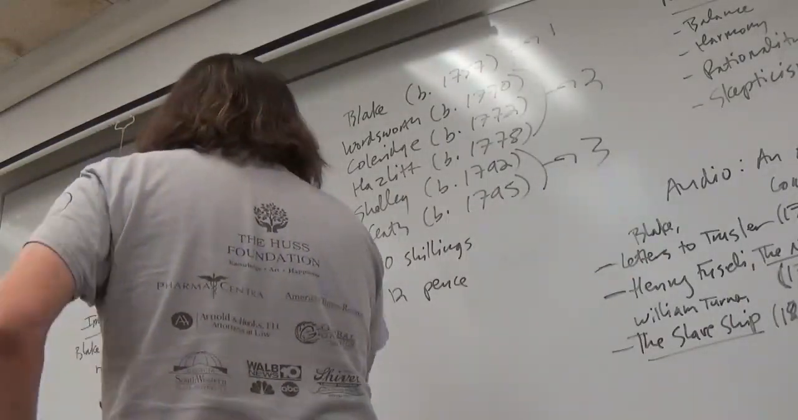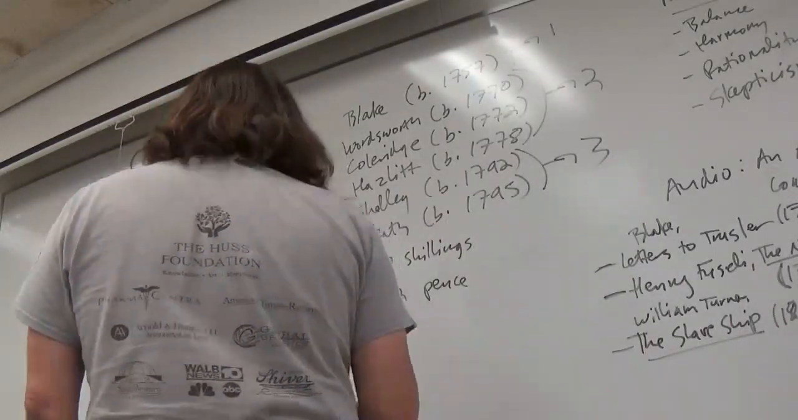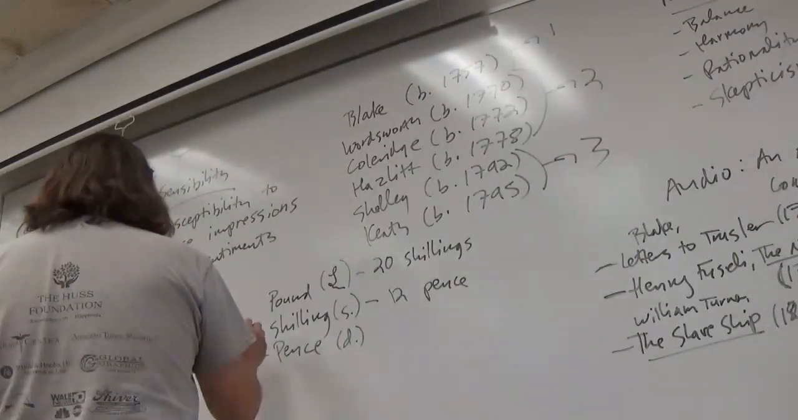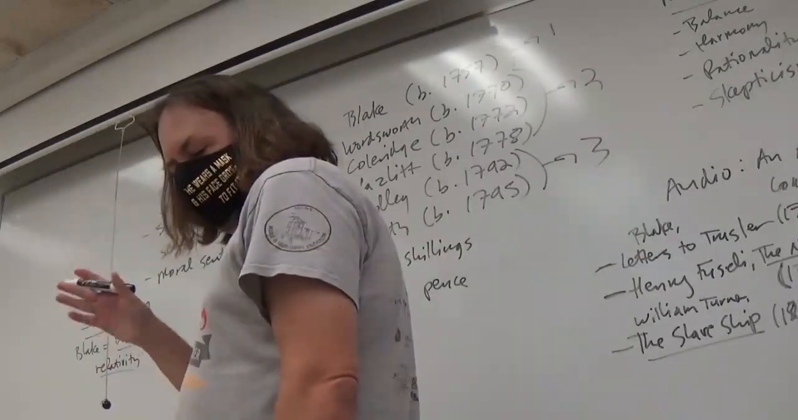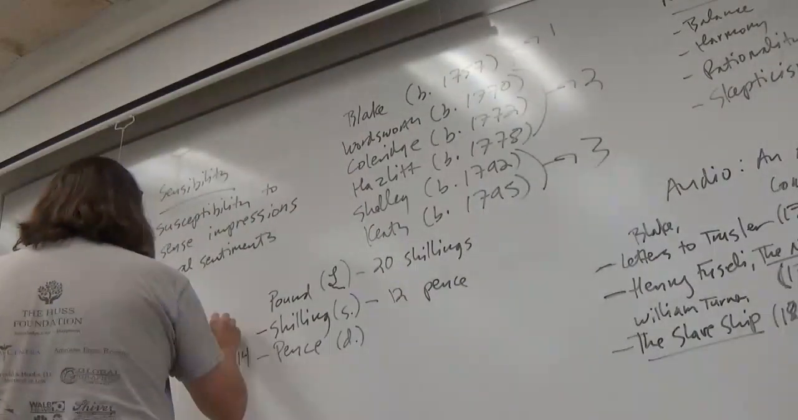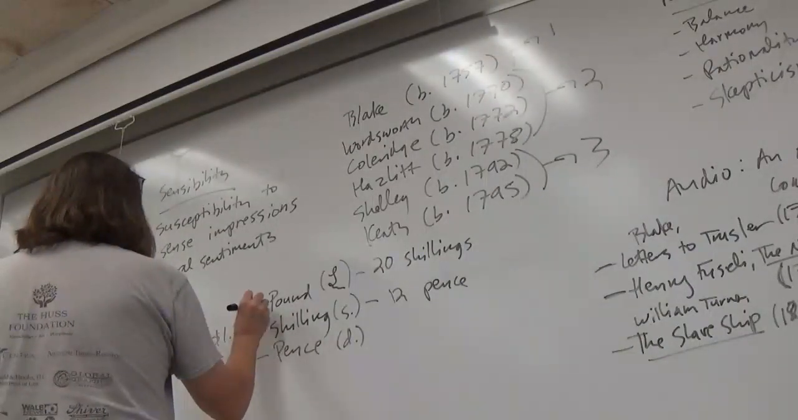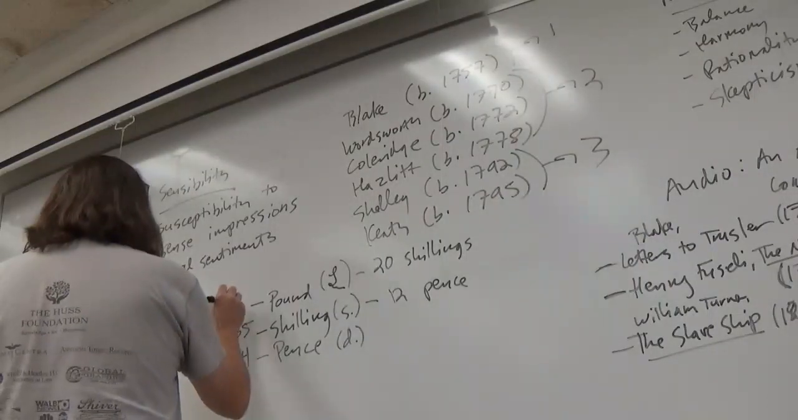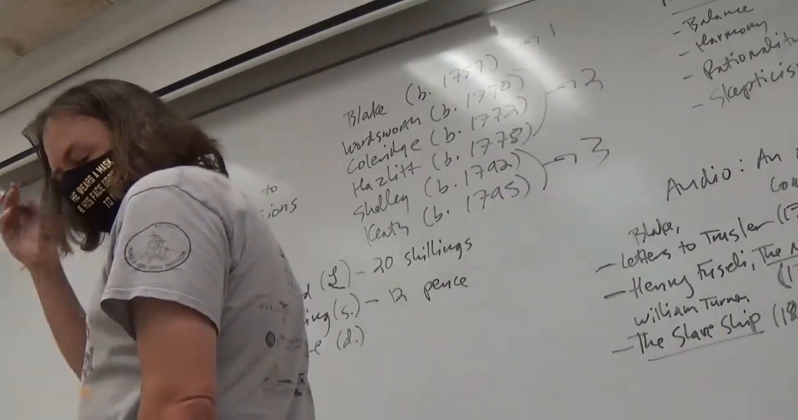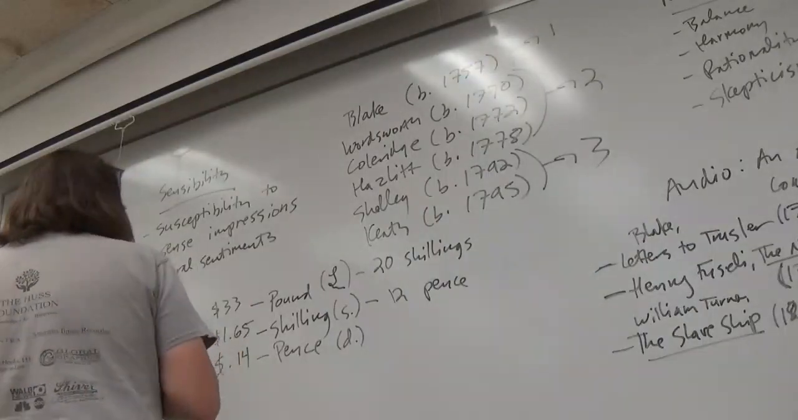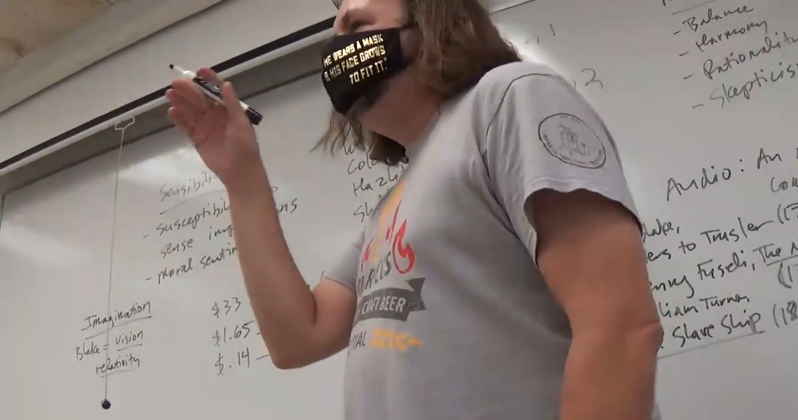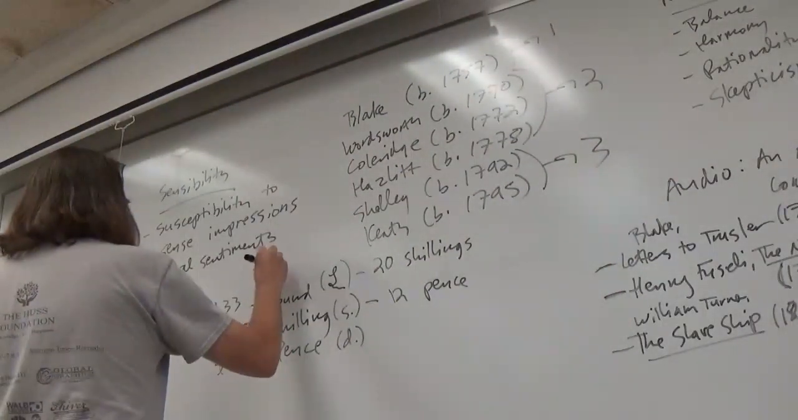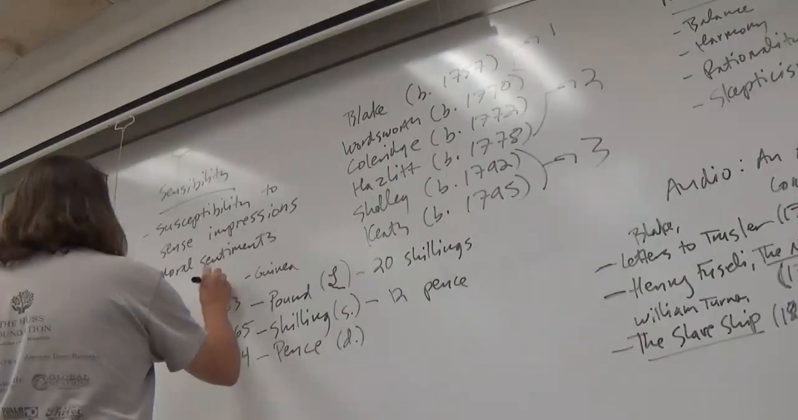A pence in early 19th century money is worth about 14 cents. A shilling is about $1.65. And a pound is about 33 dollars. A guinea is a pound plus a little bit more, and would have been worth about $35.